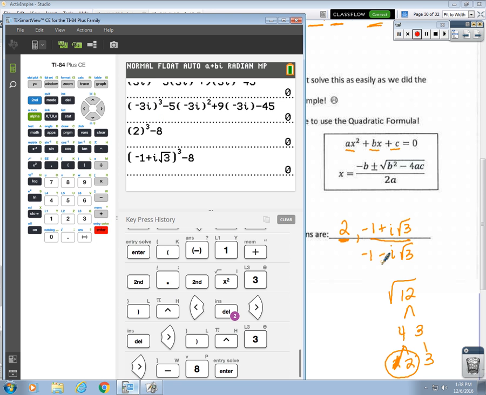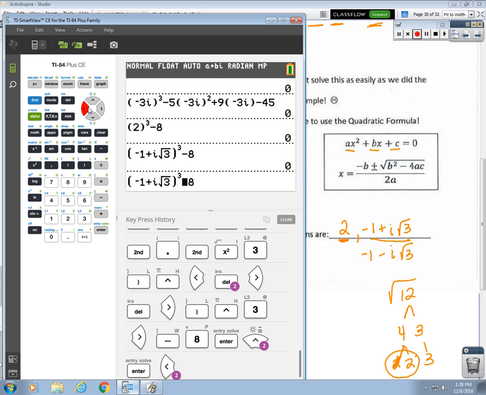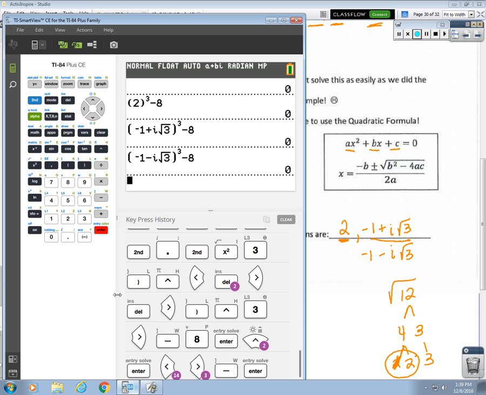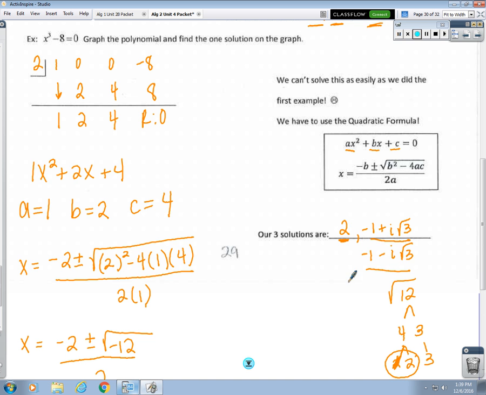And now, of course, to check this one, all I need to do is copy and paste this one and go back and change what? Right. Instead of plus i, it's minus. And I get 0. So that means I did it right because all three of these worked and made it equal 0 when plugged in the equation.